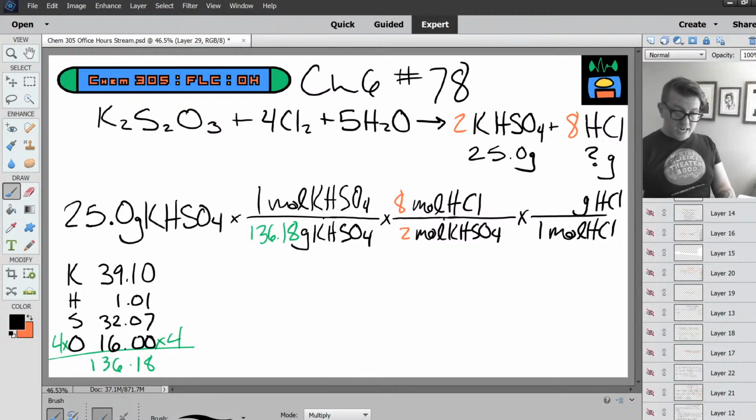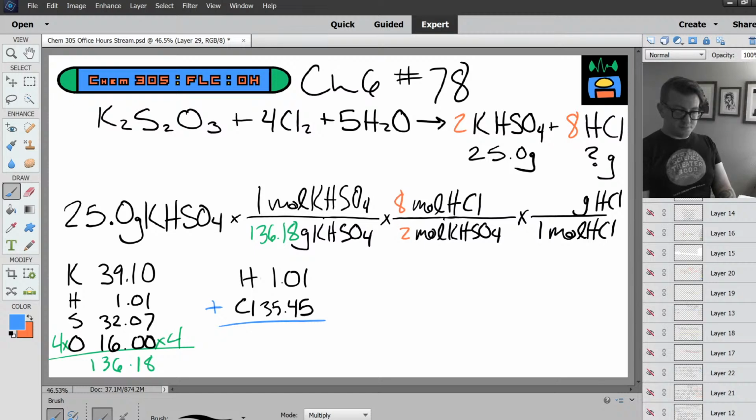Now let's look at HCl, the only unit conversion we need. Hydrogen's 1.01, chlorine is 35.45. So we add these two together, come out with 36.46.